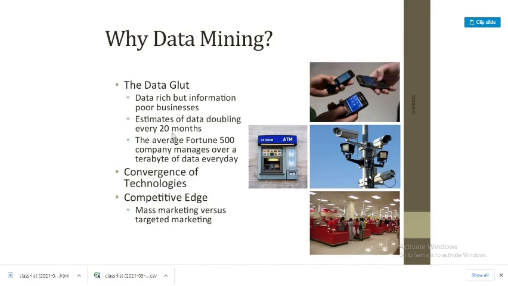Got it? The average Fortune 500 company manages over a terabyte of data every day. See here now, this is very important. On average, a Fortune 500 company manages over a terabyte of data every day, which is around 1000 GB of data that they process every day.